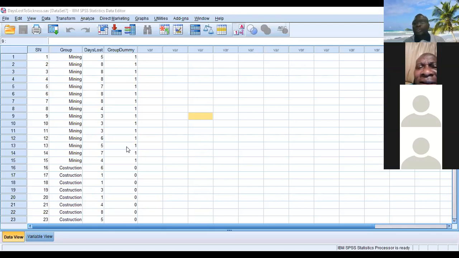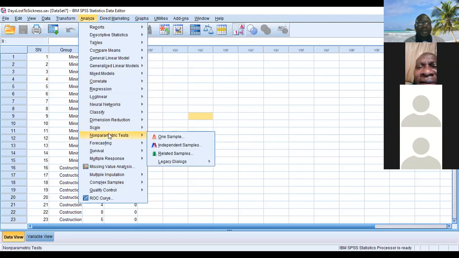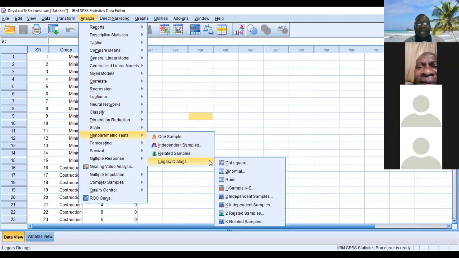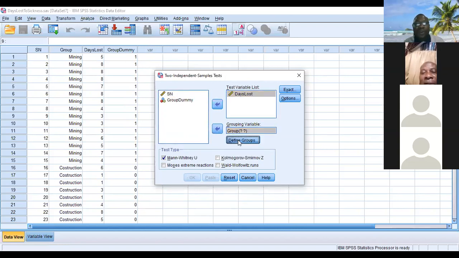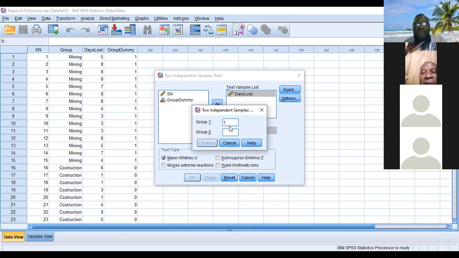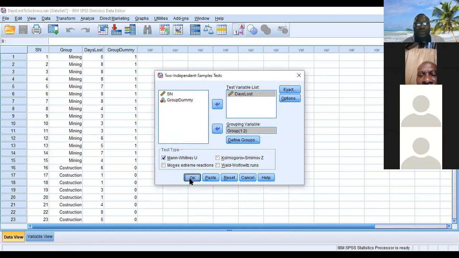Yes. So you know, this is what we use to run the Student t-test, independent sampling. So we can go non-parametric, analyze, non-parametric, legacy dialogs, two independent samples, day loss, two variables, define groups 1, 2, continue.